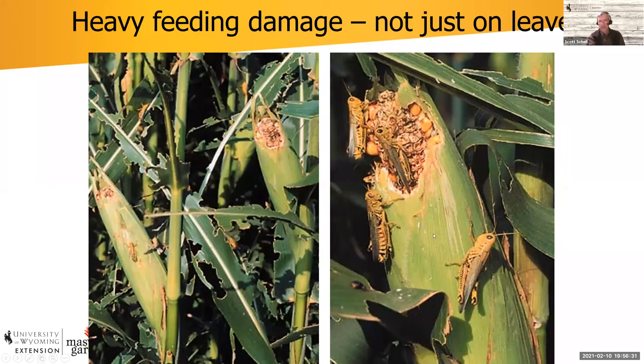Heavy feeding damage can occur and not just on the leaves. So in this case, if you were growing corn for say a farmer's market, these grasshoppers would make these unsalable for you. And they're not chewing just on the leaf surface. They found the developing seeds are really good food too.